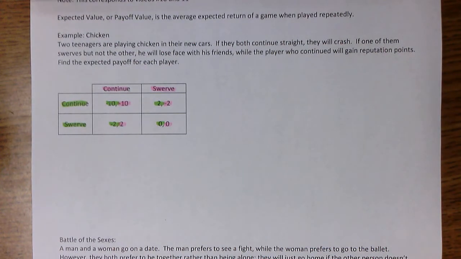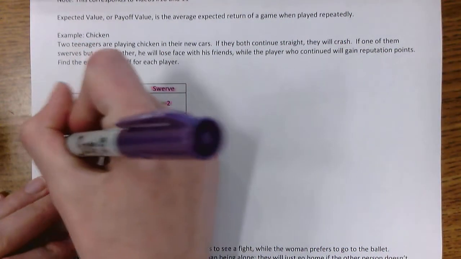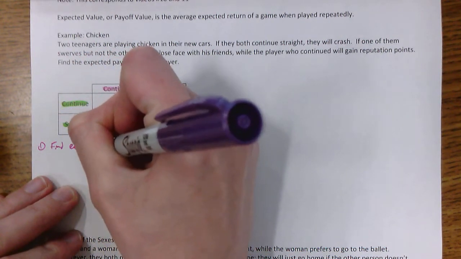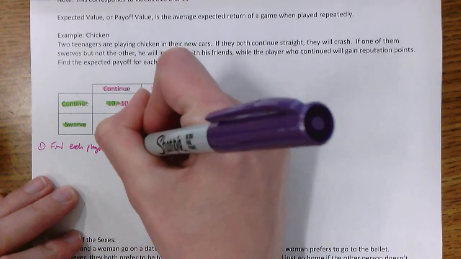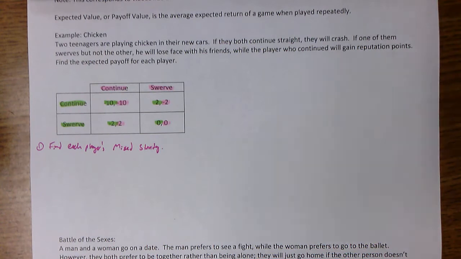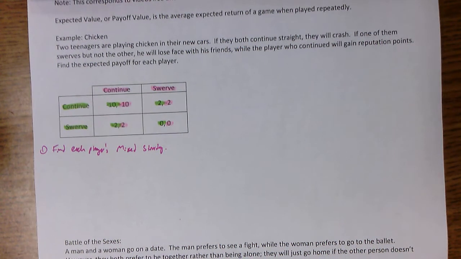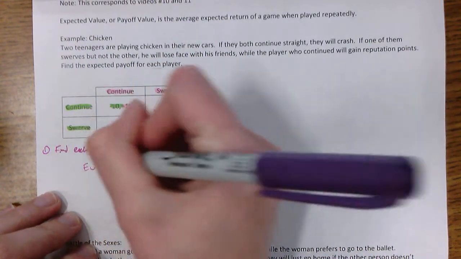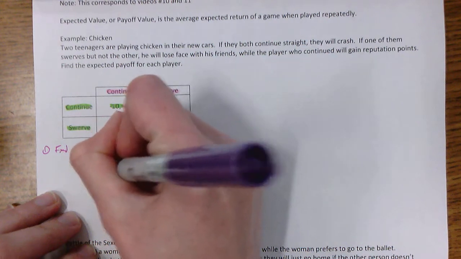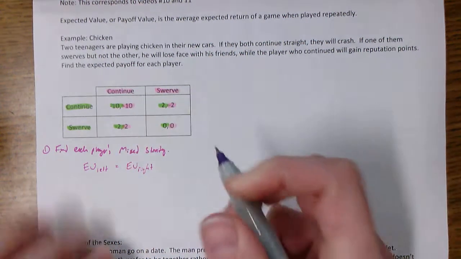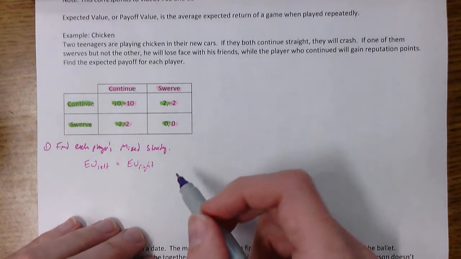Okay, so step 1, down here, is we are going to find each player's mixed strategy. We're going to set the expected utility of playing left equal to the expected utility of playing right. I'm going to try to do this all in one step to cut out some space. So I'm going to set the expected utility of left equal to the expected utility of right.